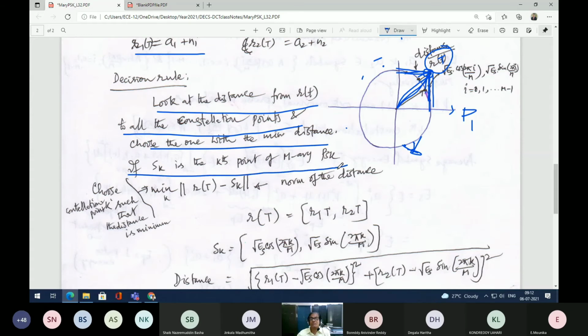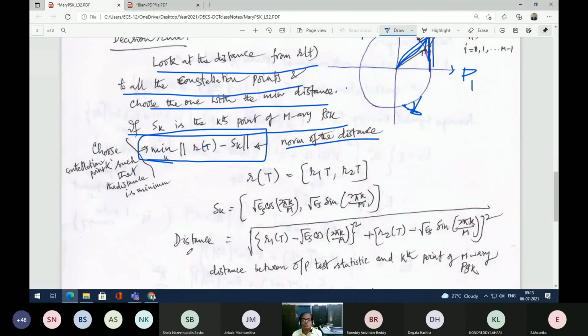Sk is the kth point in the M-ary PSK. The minimum distance is the minimum of the norm of R of t minus Sk. I think we already discussed what the norm is, when we talked about orthonormal basis functions and the orthogonalization procedure. So find the norm, and whichever distance has the minimum norm, that is the signal point that is actually received.